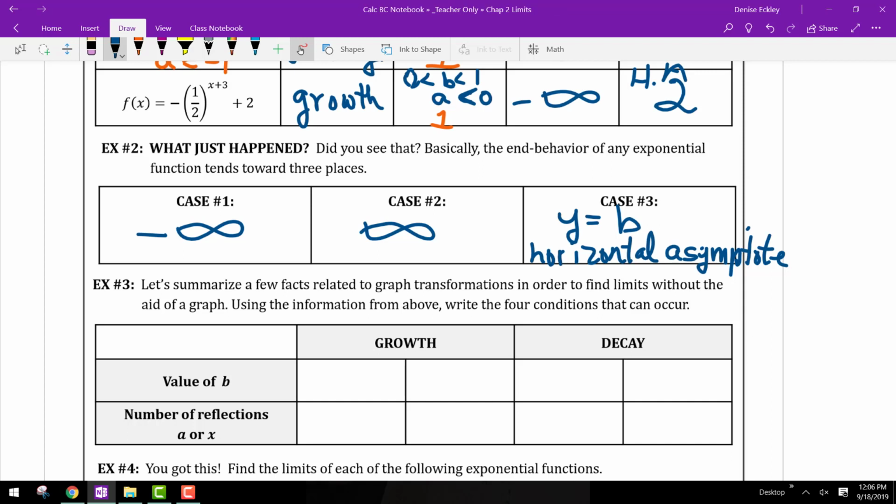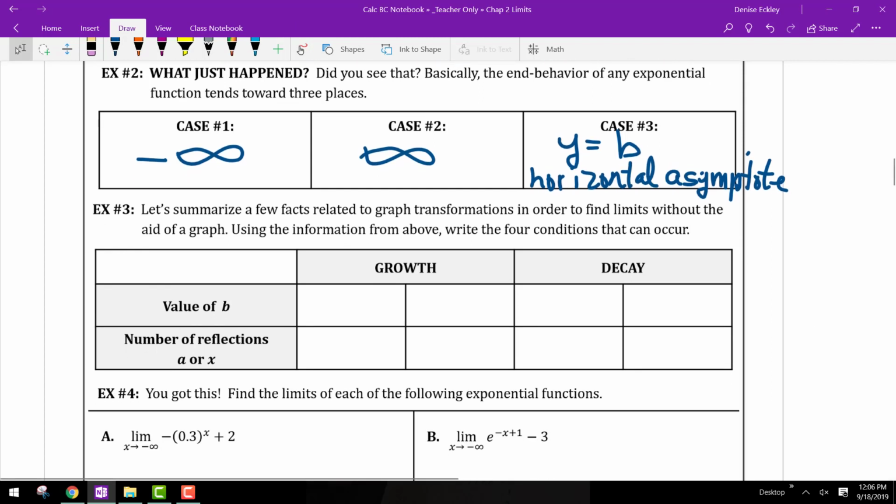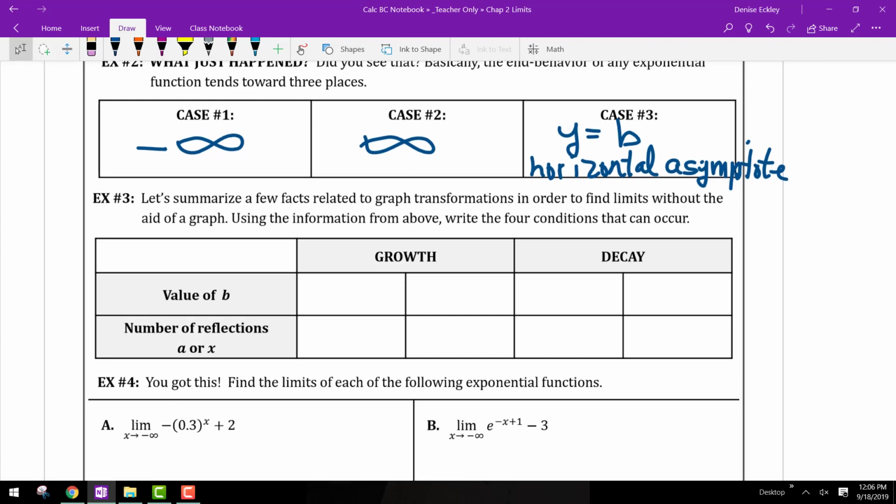So based on the value of b and whether a and x are negative, I didn't give you any x's that were negative yet. Here's what's happening. If b is between 0 and 1, and you want a growth function, which normally would be a decay, it has to be reflected once. So you're taking a function that normally looks like this, and you're flipping it over like that. So it's growing, so the end behaviors are flipped.